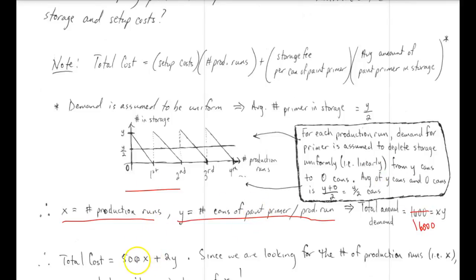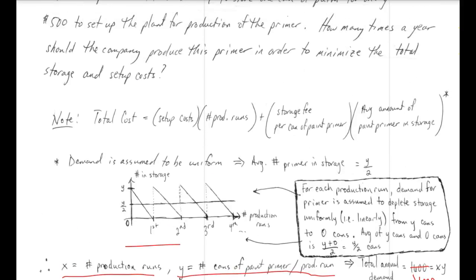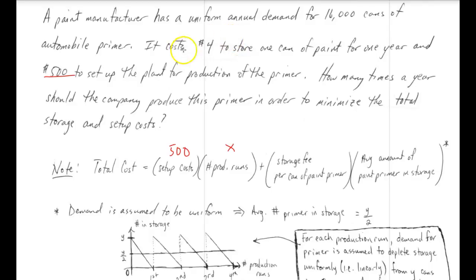So our total cost here is going to be 500x plus 2y. And so we know from the setup cost, we were told that was 500. So that will be 500 here times the number of production runs. Of course, we define that as X. The storage fee costs $4 to store 1 can of paint for 1 year. So that's $4 per year times the average amount of primer that we will have in there.